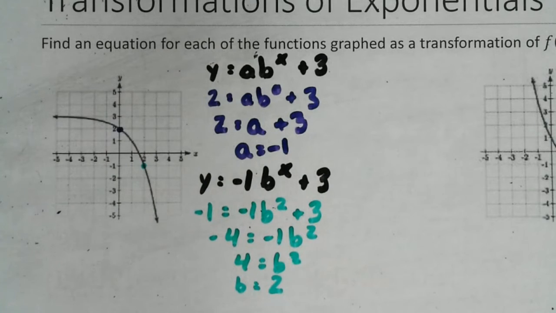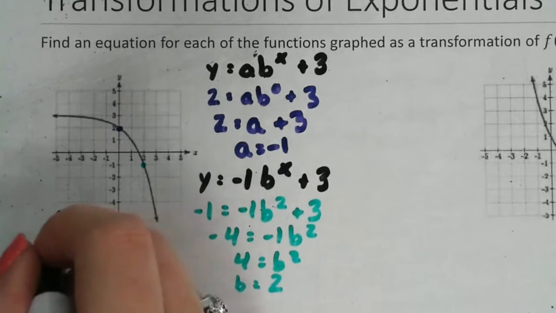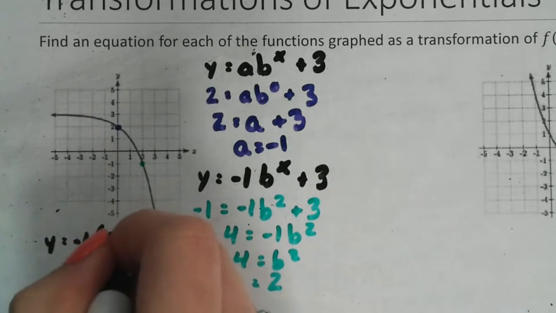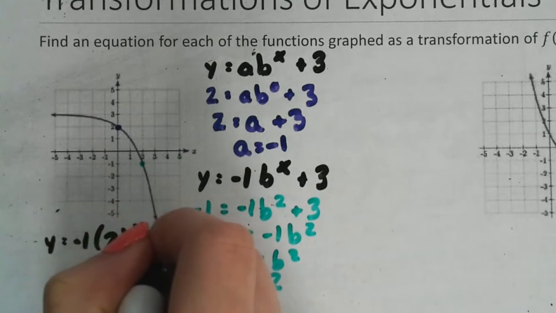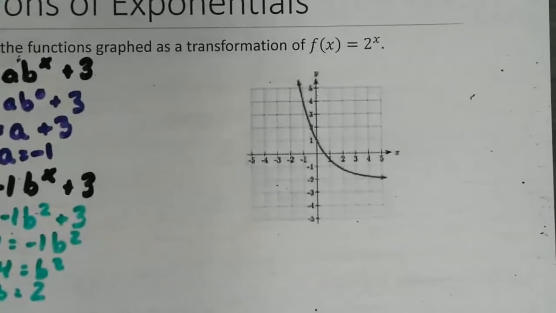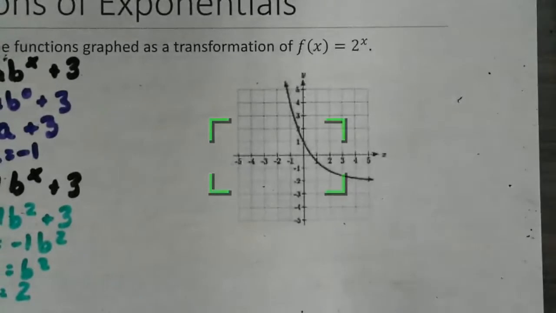Now that we know b equals 2, I can go and replace that in my equation. And this is y equals negative 1 times 2 to the x power plus 3. That is an equation for this exponential. Let's see if we can try the next one. We're going to approach it the same way.